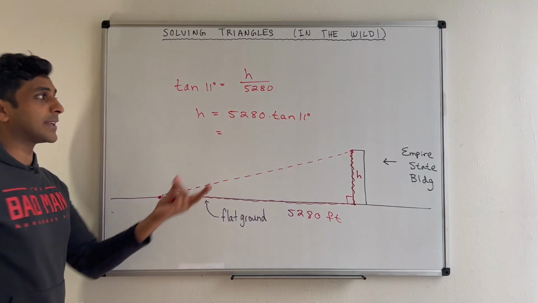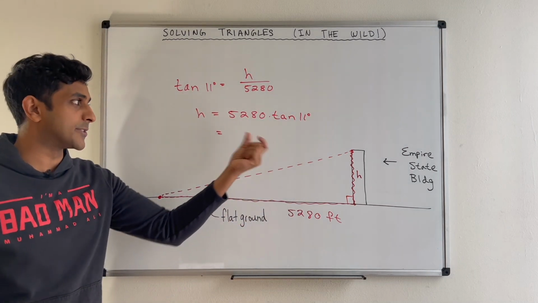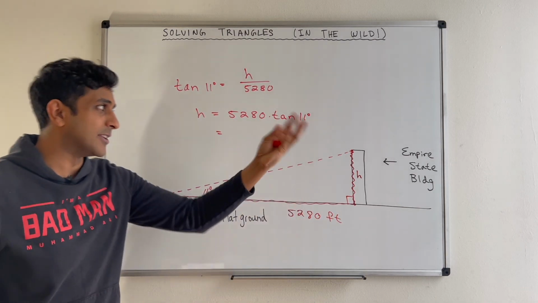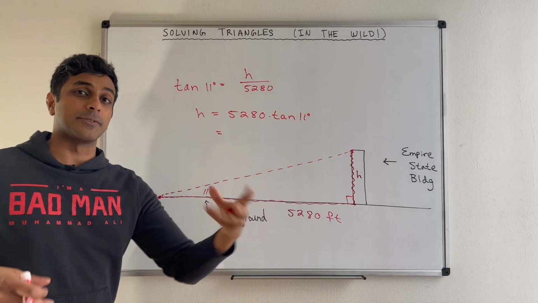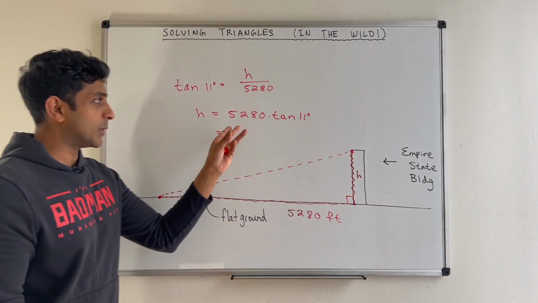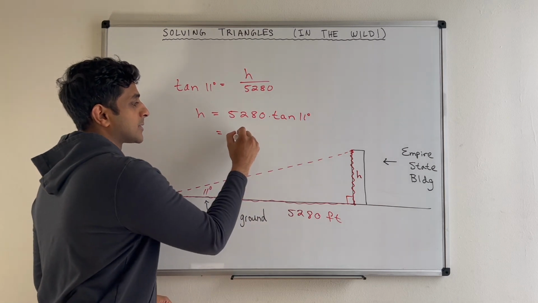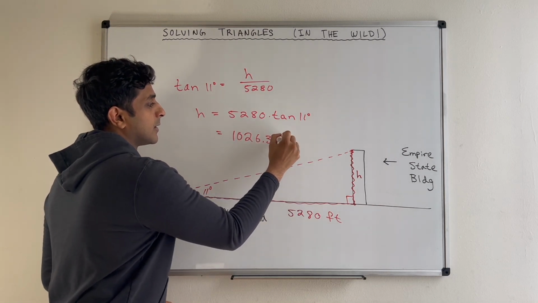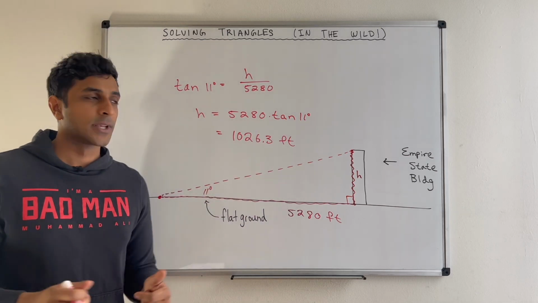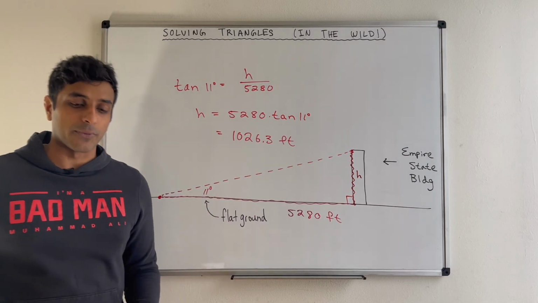You should plug that entire expression into your calculator. You shouldn't just plug in tan of 11 degrees, round that, and then use it, because you want to round at the very end to make sure that your answer is as accurate as possible. If you plug that into your calculator, you'll notice the answer is about 1,026.3-ish feet. And if you look it up on Google, it is around that.